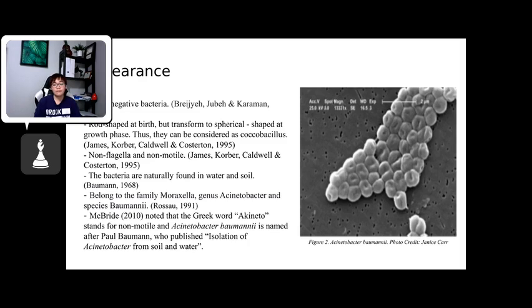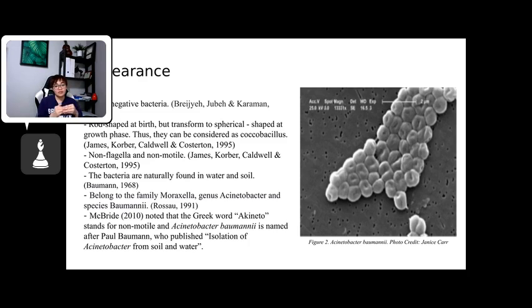So first, we can talk about how they look. Acinetobacter baumannii are gram-negative bacteria. They have rod shapes at birth, and after that they transform to spherical shapes at the growth phase. Therefore, they can be considered coccobacillus, which is in between the cocci shape and the bacilli shape. They are non-flagellated and non-motile.